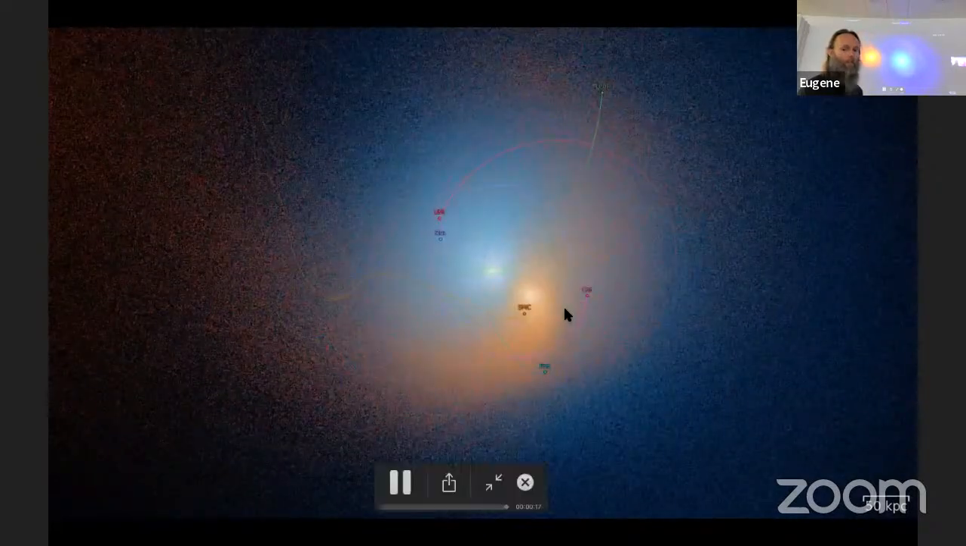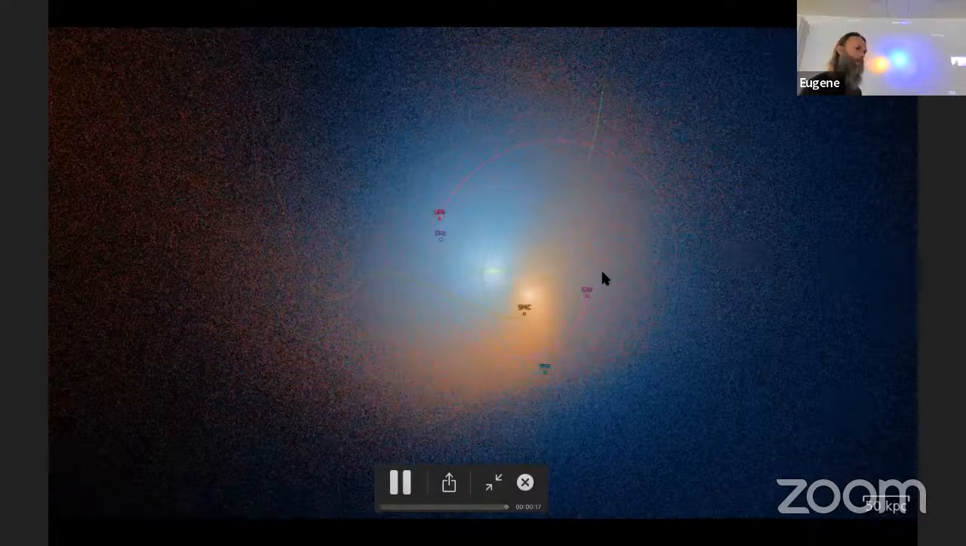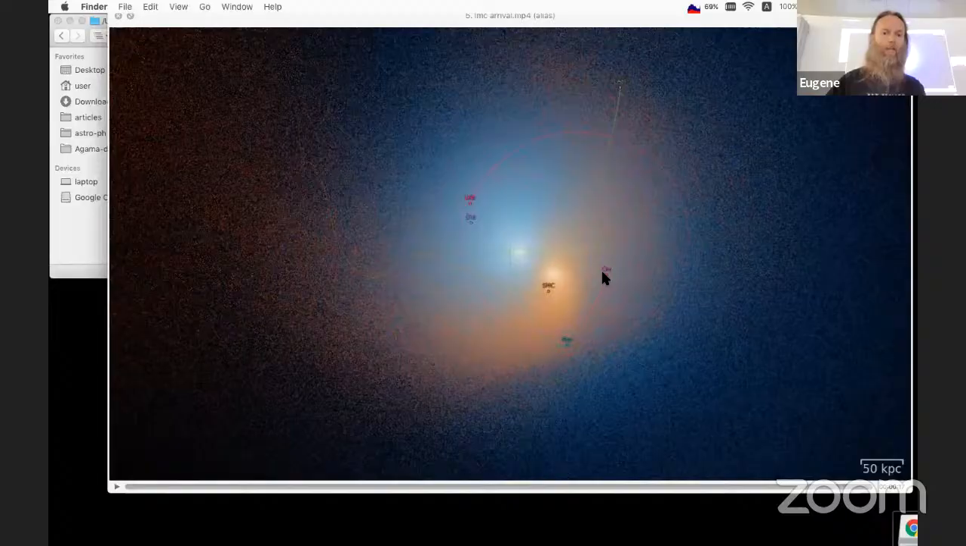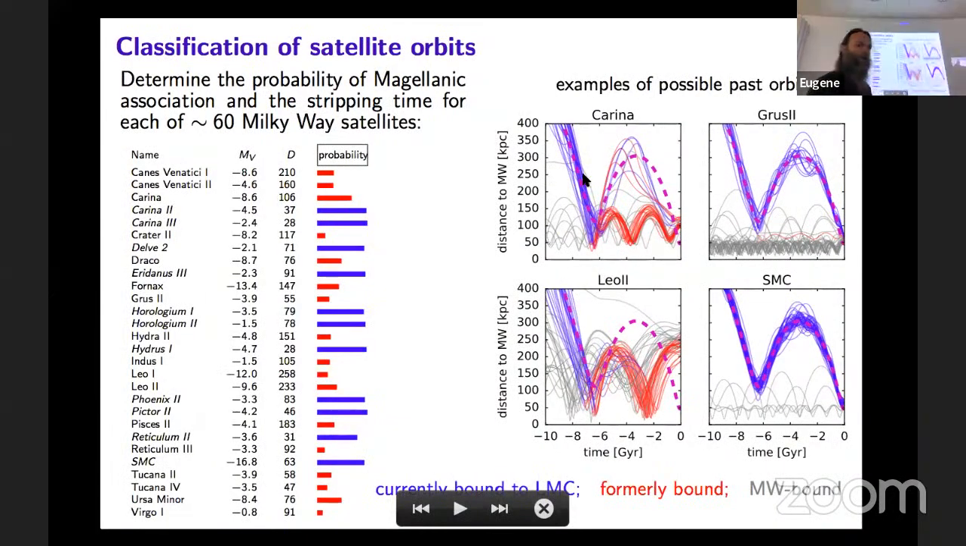And this is the present day positions and velocities of these galaxies, which are completely consistent with the observations. But in this scenario, all of these guys would have come on the first passage of the LMC and were stripped. It's one possibility, one realization.